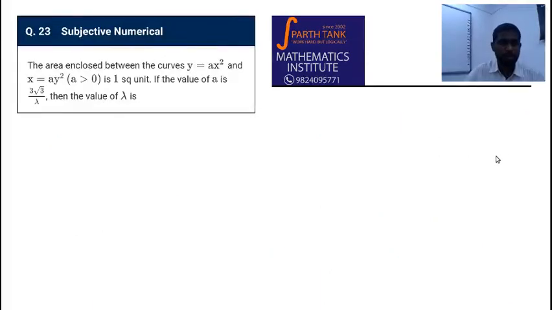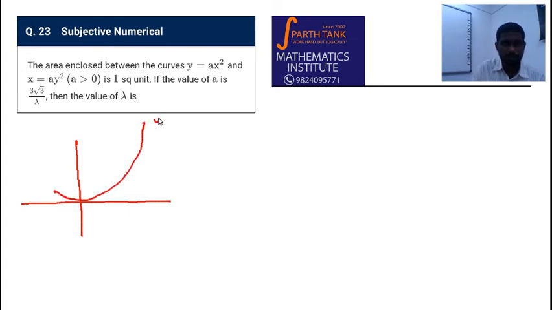Moving on to question number 23. The area enclosed between the curves y is a x squared and x is a y squared, where a is positive, is 1 square unit. y is a x squared is going to be like this, right? And y squared is a x, or x is a y squared, is going to be like this.